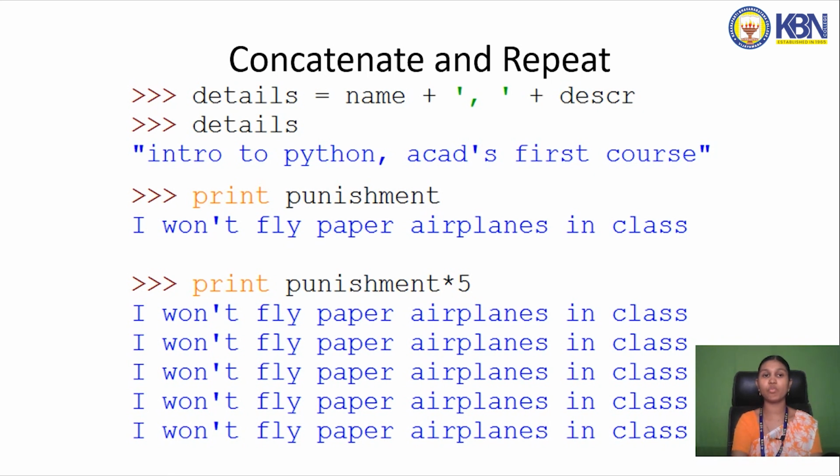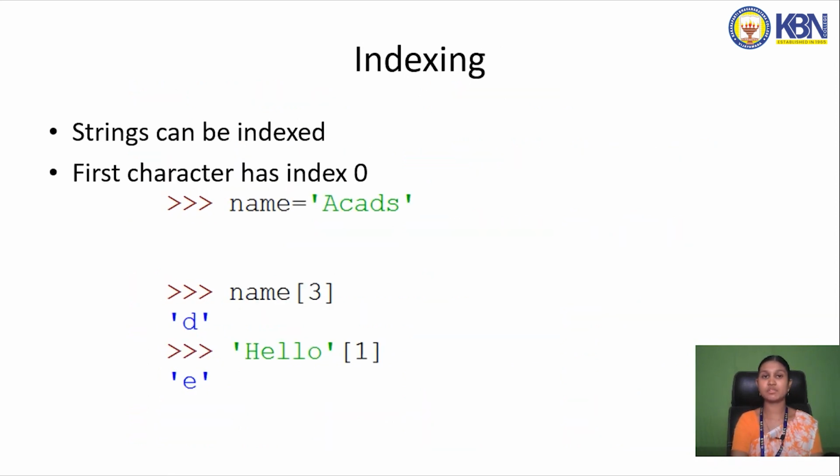Here I give one variable name, details, where previously I gave name and description. In name I gave the value introduction to Python, and in description I gave the value ACATS first quotes. We previously saw what repetition is. How many times do you repeat that variable? 5 times. That's why the given statement will be displayed 5 times.